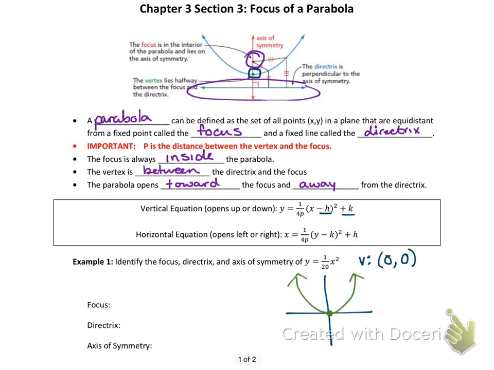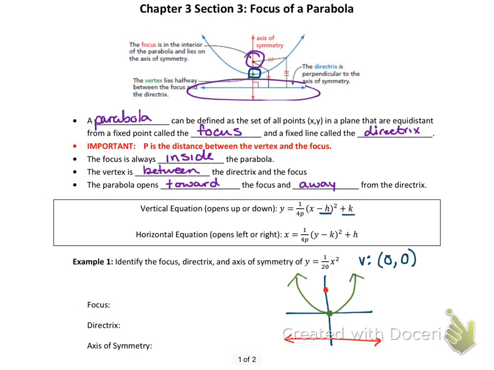So if it's positive, it's opening up. Then we need to find where the focus is. Now it said at the beginning, the focus is what the parabola opens toward, right? So the focus is going to be here somewhere. And the directrix is going to be here somewhere, some line that we can see. Okay, the question is, how far away is it? Because that's the important part.